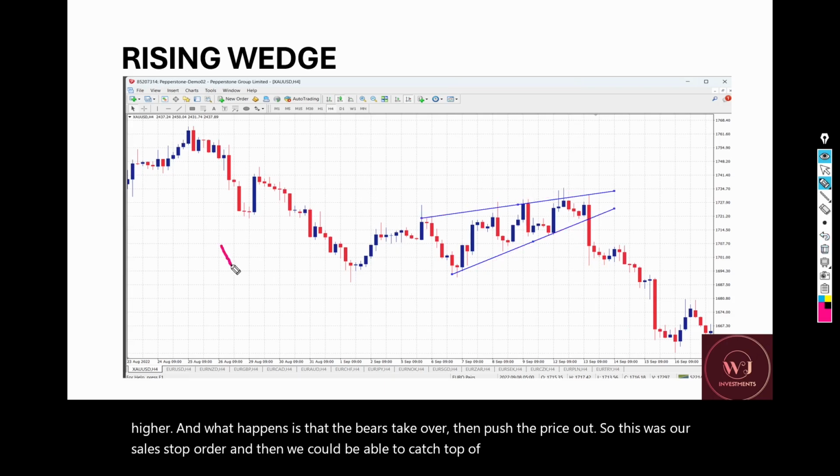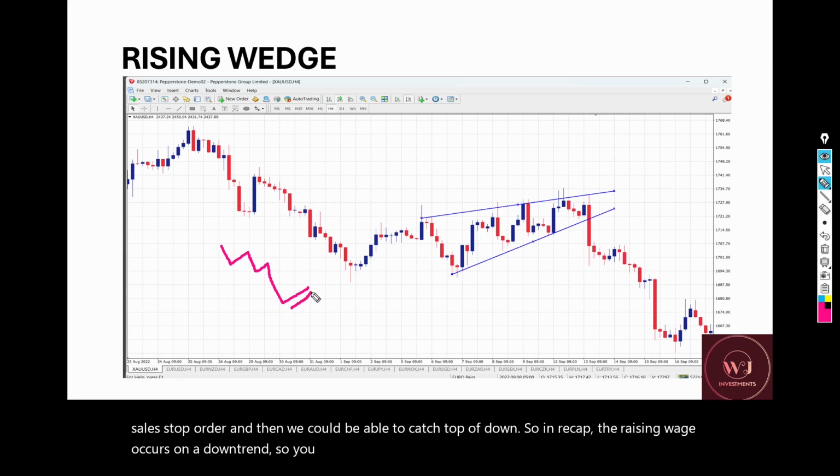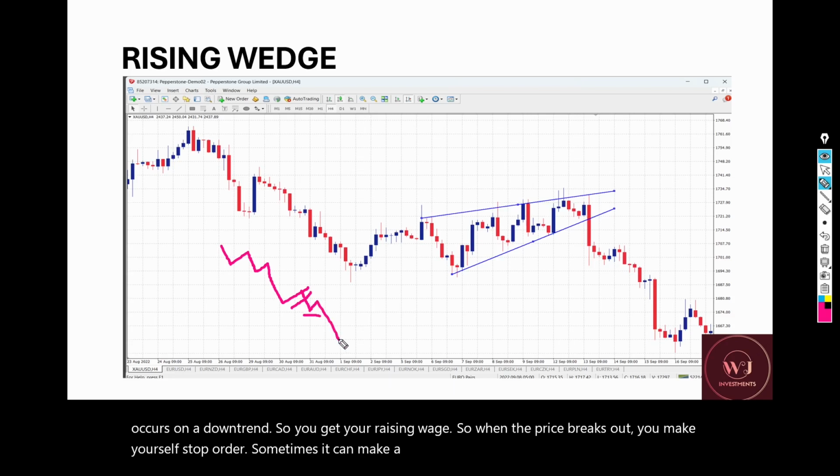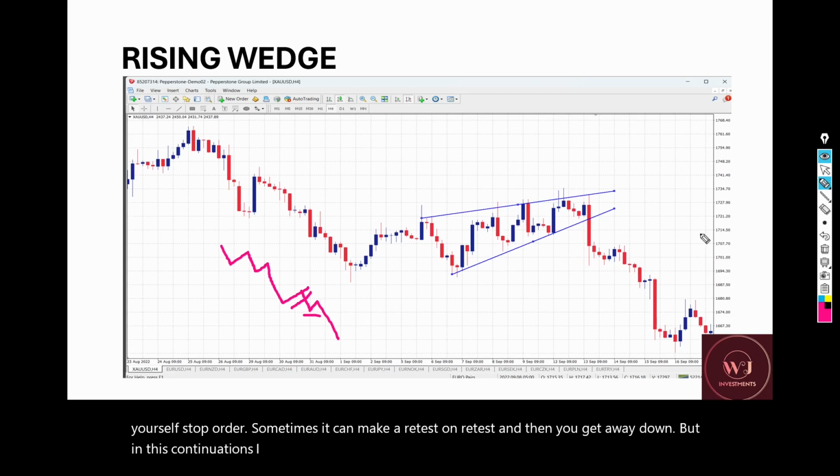So in recap, the rising wedge occurs on a downtrend. So you get your rising wedge. So when the price breaks out, you make your sell stop order. Sometimes it can make a retest or no retest, and then you get a wave down. But in these continuations, I don't recommend waiting for retests.